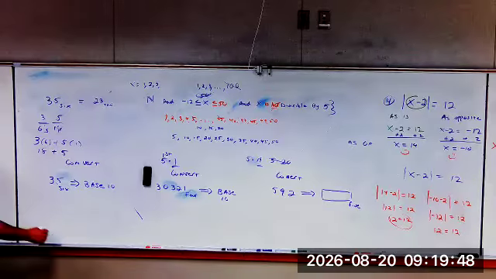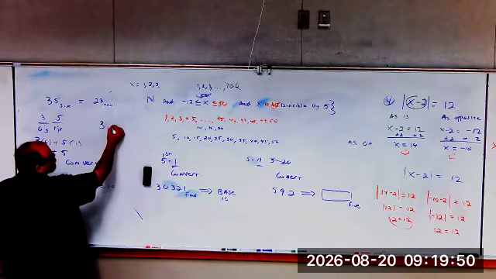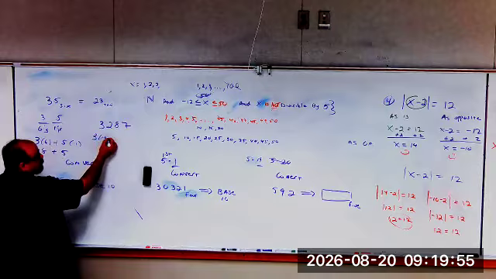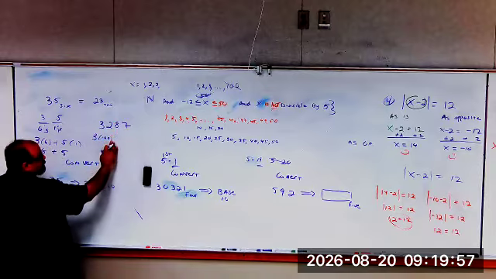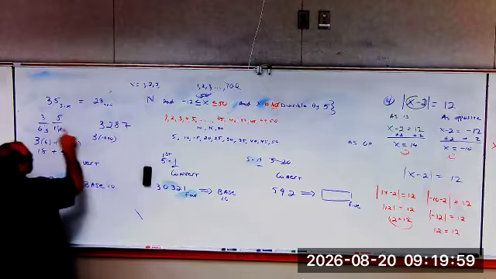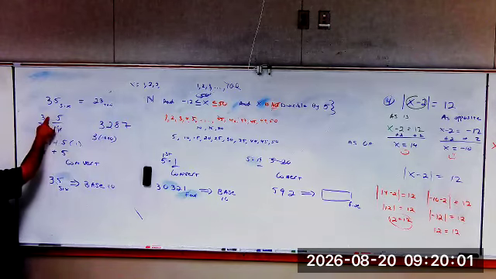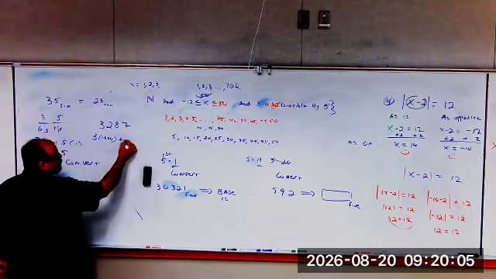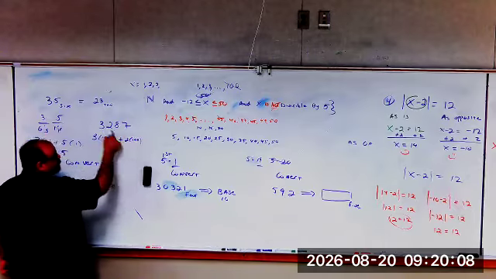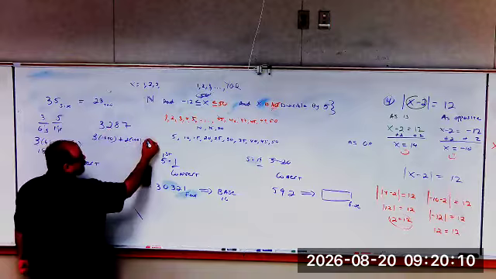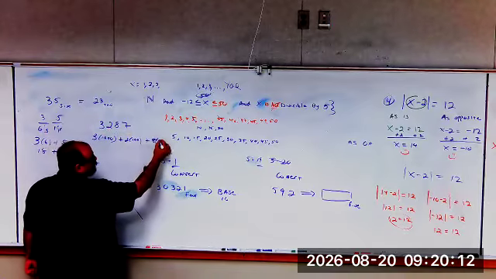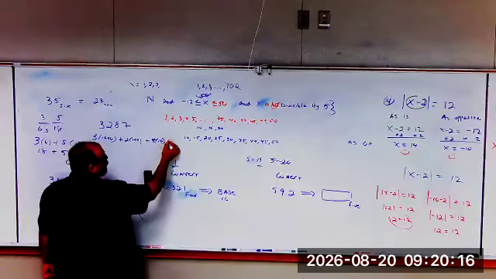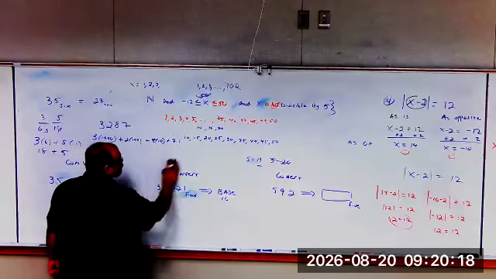Just like when you convert base 10, if you have 3,287, that's 3 times 1,000, because that's the thousands place. That's 2 times 100, because that's the 100s place. And that's 8 times 10, because that's the 10s place. And that's 7 times 1, because that's the 1s place.